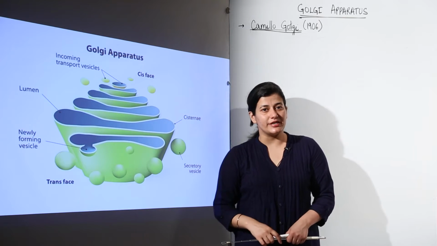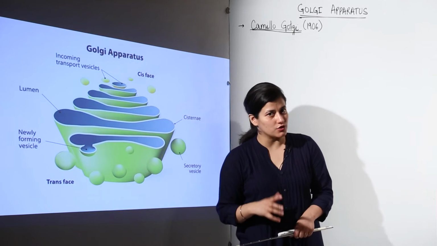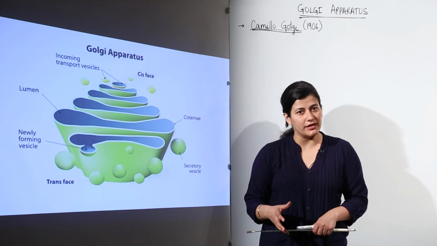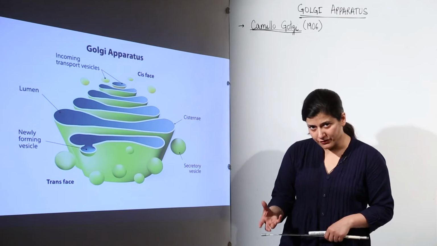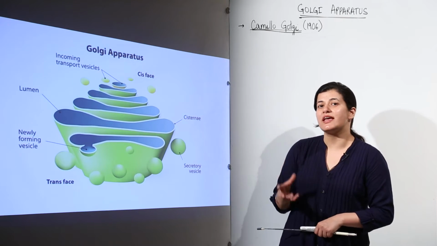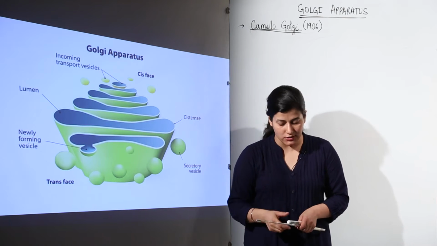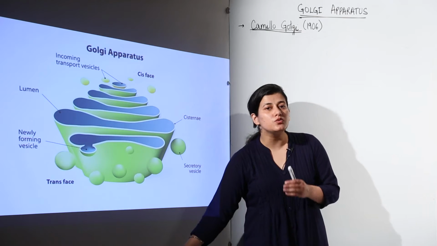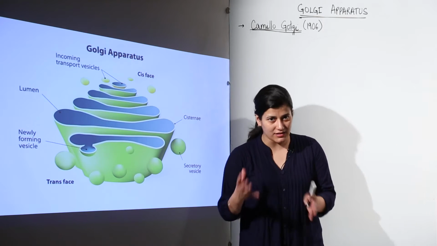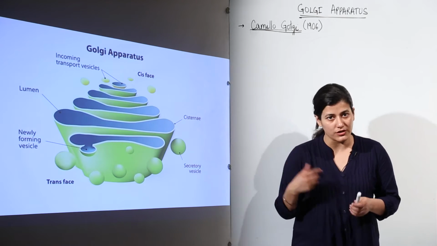Now, Golgi apparatus is an important organelle in case of eukaryotic cells. You would find them in plant cells, animal cells and fungal cells. But what about the cells which are prokaryotic? So, in the case of prokaryotic cells or the bacterial cells, we do not have Golgi apparatus as defined in the case of eukaryotic cells.